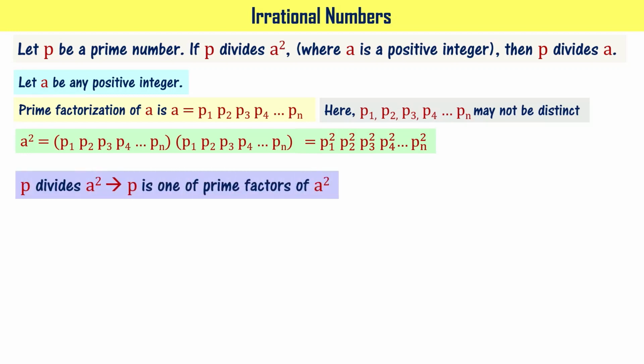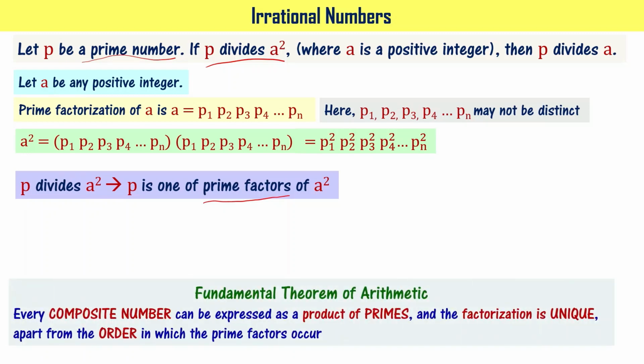We said that in the early statement, p divides a square, right? If p divides a square, it means p is going to be one of the prime factors. The reason is that p is a prime number. We said that. That's why when I say that p divides a square, p is going to be one of the prime factors. Please take a note of that. One of the prime factors of a square, right?